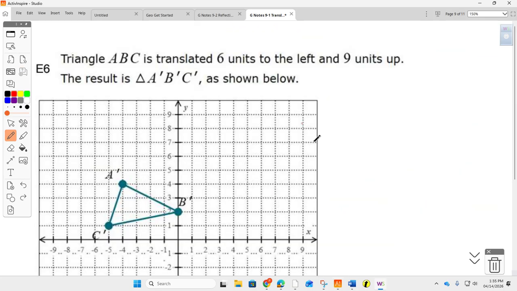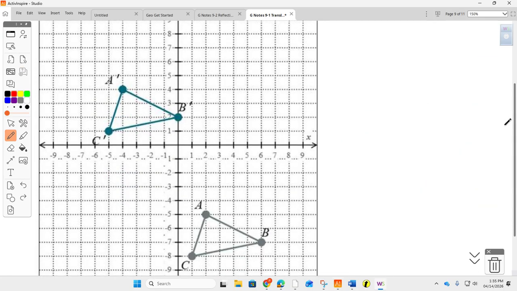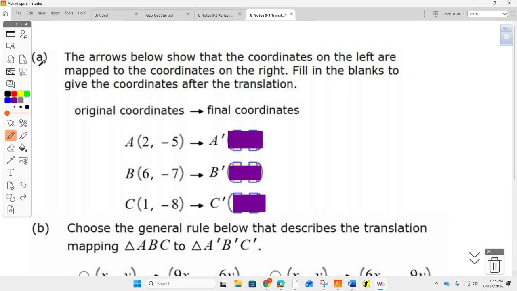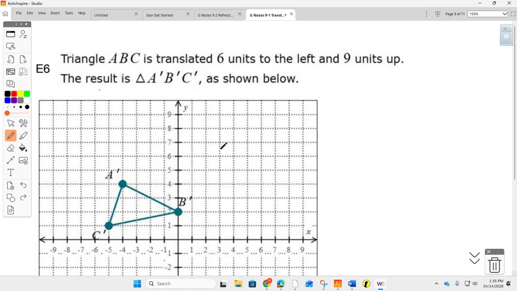All right, so this figure, triangle ABC, triangle A prime, B prime, C prime. The apostrophe is there. The prime tells us that that is the new image. This is the image, this is the pre-image. This is the original, this is the new. So this example 6A asks us to just find the coordinates of the prime triangle, triangle A prime, B prime, C prime. Can you guys write the coordinates of A prime, B prime, C prime there? That's what you're doing here.